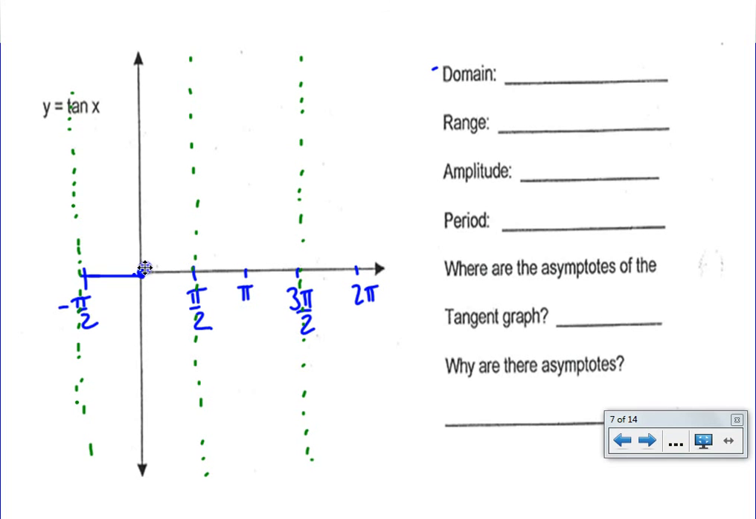All right, now for the fun. Draw a lot better than I just did, but that's tangent.